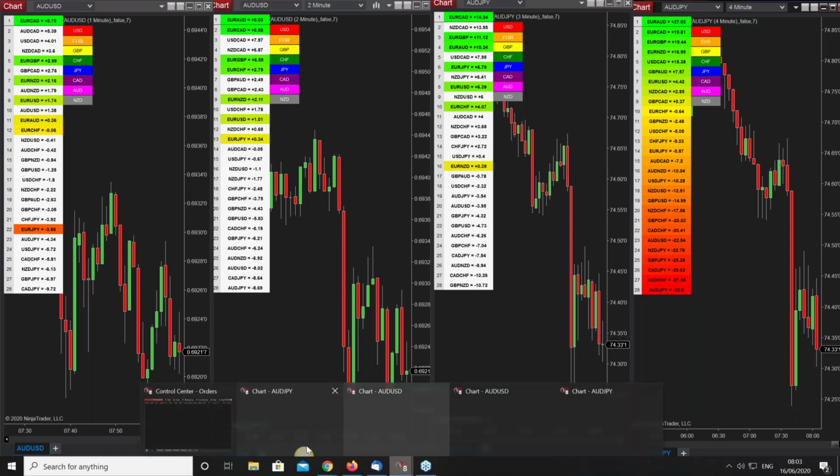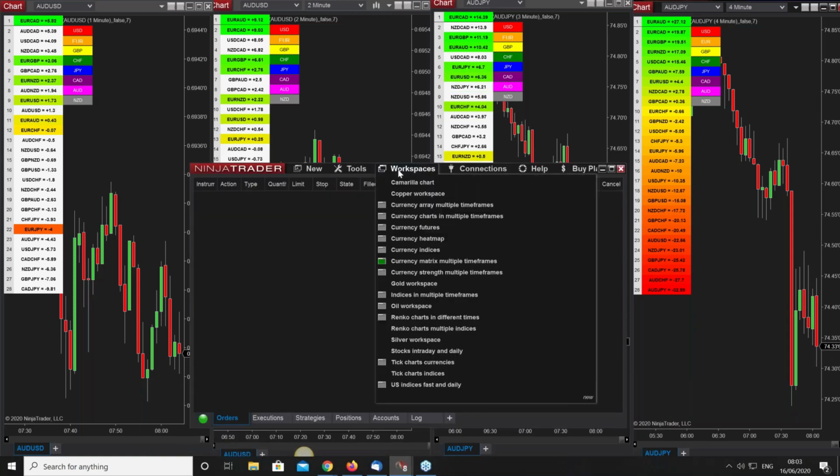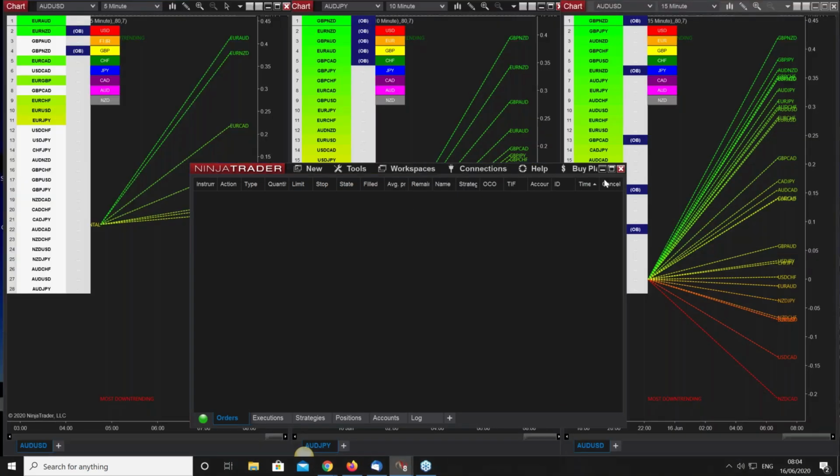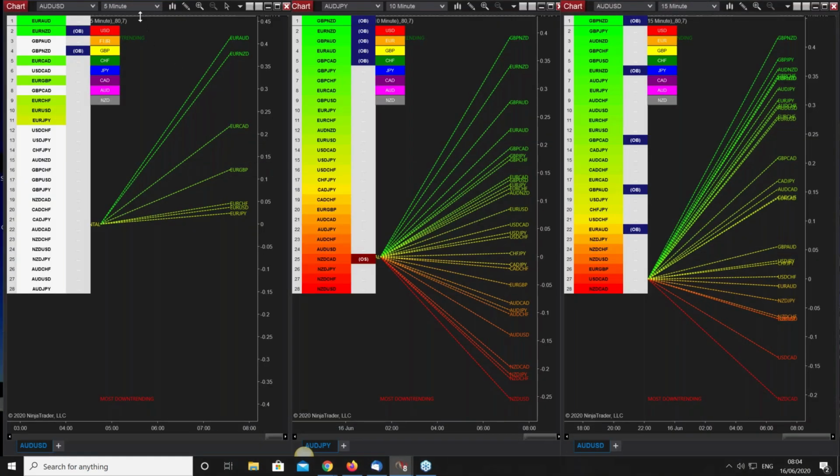In fact, if I go onto the currency array, let's pull up the currency array. There we go. This is slightly slower time frames. This is on 5 minute, this is on 10 minute, this is on 15 minute. And you can see the pairs that are driving at the moment. We've got Euro Aussie at the top, we've got Euro New Zealand.